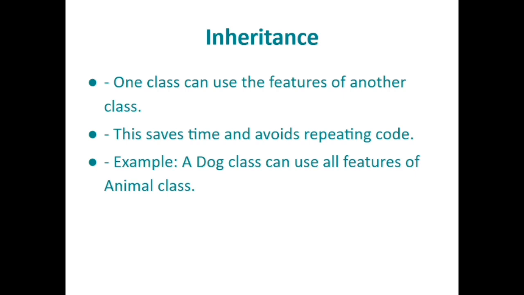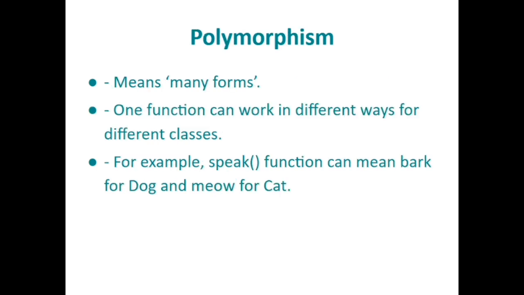And the fourth major pillar is polymorphism. Inheritance and polymorphism are most commonly used whenever we work on a project. Polymorphism means many forms. One function can work in different ways in different classes.